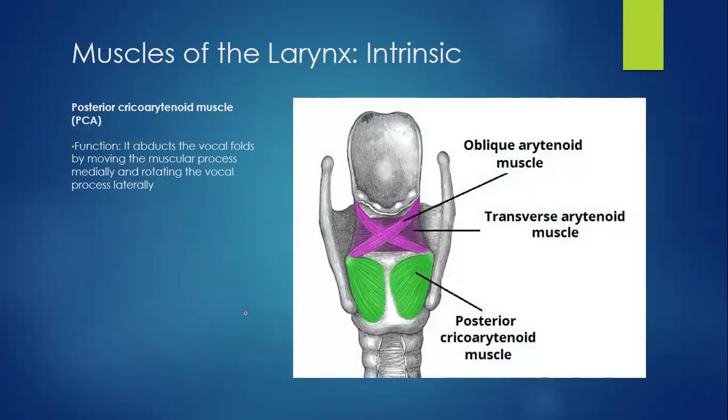The next muscle of the larynx is the PCA, the posterior cricoarytenoid muscle. And this functions to abduct the vocal folds. It's the only abductor of the vocal folds, the abductor muscle. And so make sure that you remember this for any of your Praxis questions, the PCA.